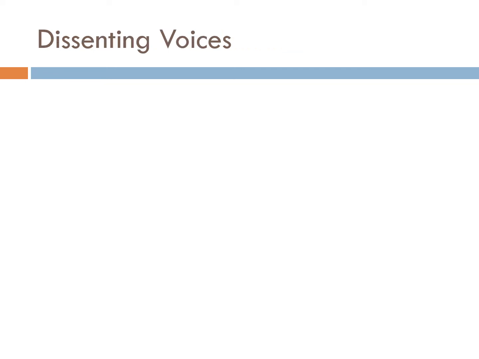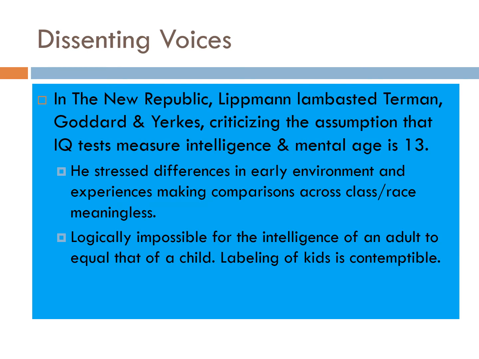But we do have some dissenting voices at the time of this heyday of intelligence testing. In a publication called The New Republic, an author named Lippmann lambasted Terman, Goddard, and Yerkes, criticizing the assumption that IQ tests measure intelligence and that the mental age is 13, right? He stressed differences in early environment and experiences, making comparisons across class and race meaningless. So logically, it's impossible for the intelligence of an adult to equal that of a child. Labeling of kids is contemptible, right?